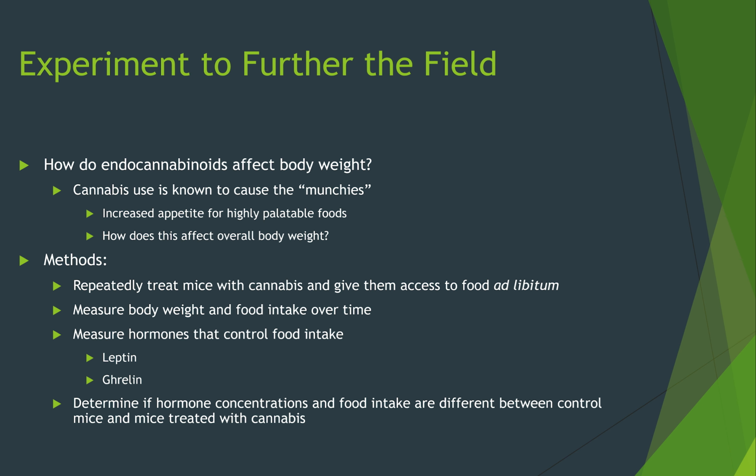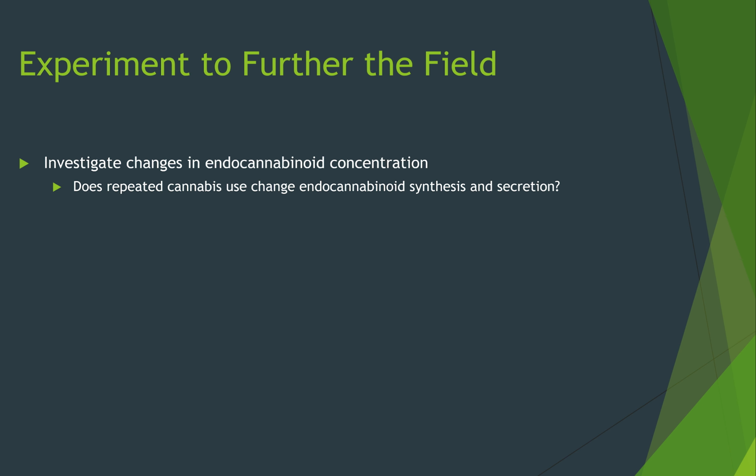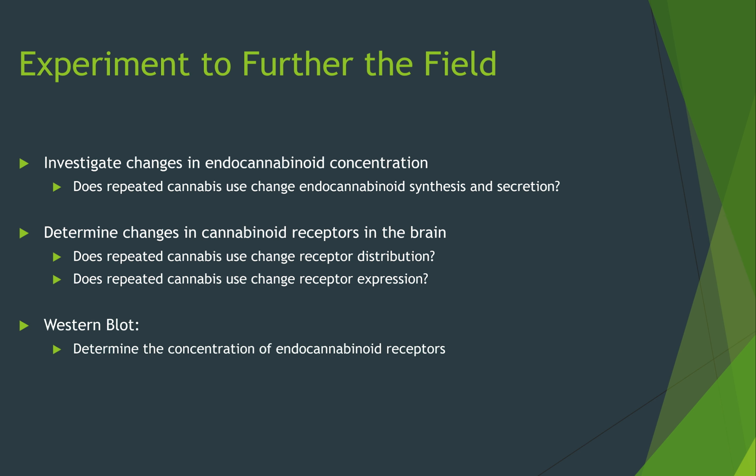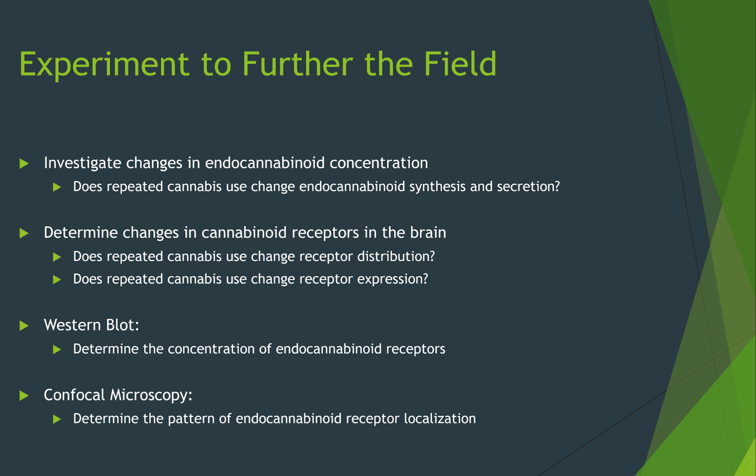Now to look at signaling, we can look at the relative concentrations of the endocannabinoids in the brain to see if that changes, and we can look at the amount of receptor expression using a Western blot to see if that changes over time too. We can visualize this using immunolabeling and confocal microscopy to see if the distribution of the cannabinoid receptors changes.